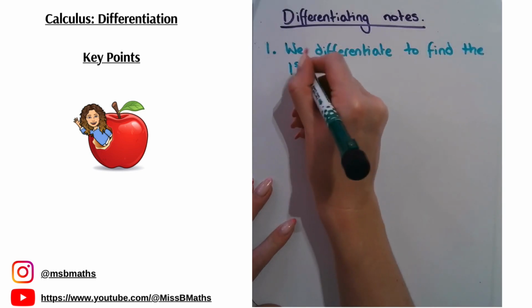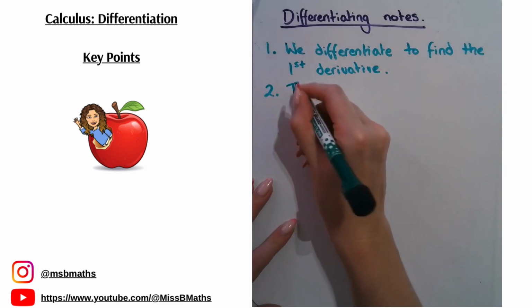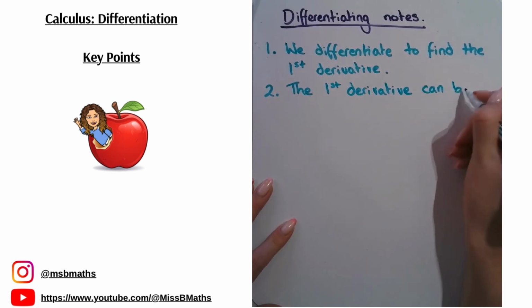Hi everyone, so I thought I would put together some revision notes basically for differentiation. I've just summarised these into points really, so hopefully you find this useful.